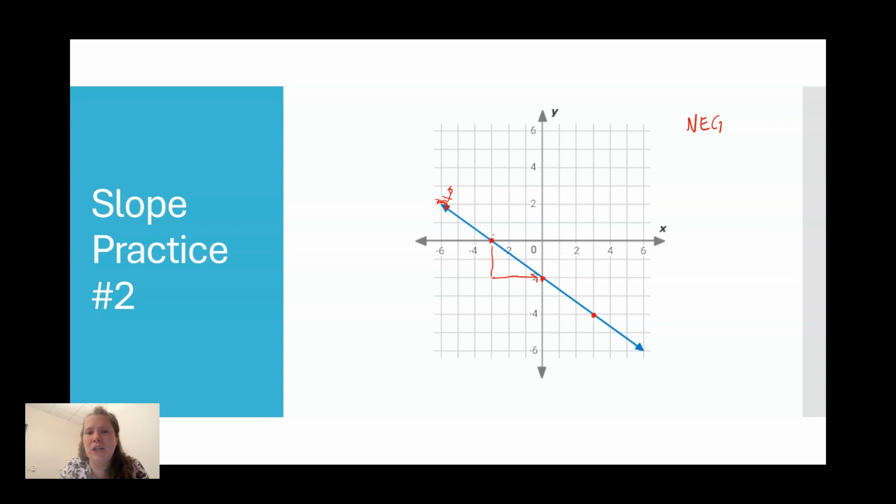I'm going down 2 and over 1, 2, 3. Because I was going down, that is my negative value. So my slope is going to be -2 over 3.